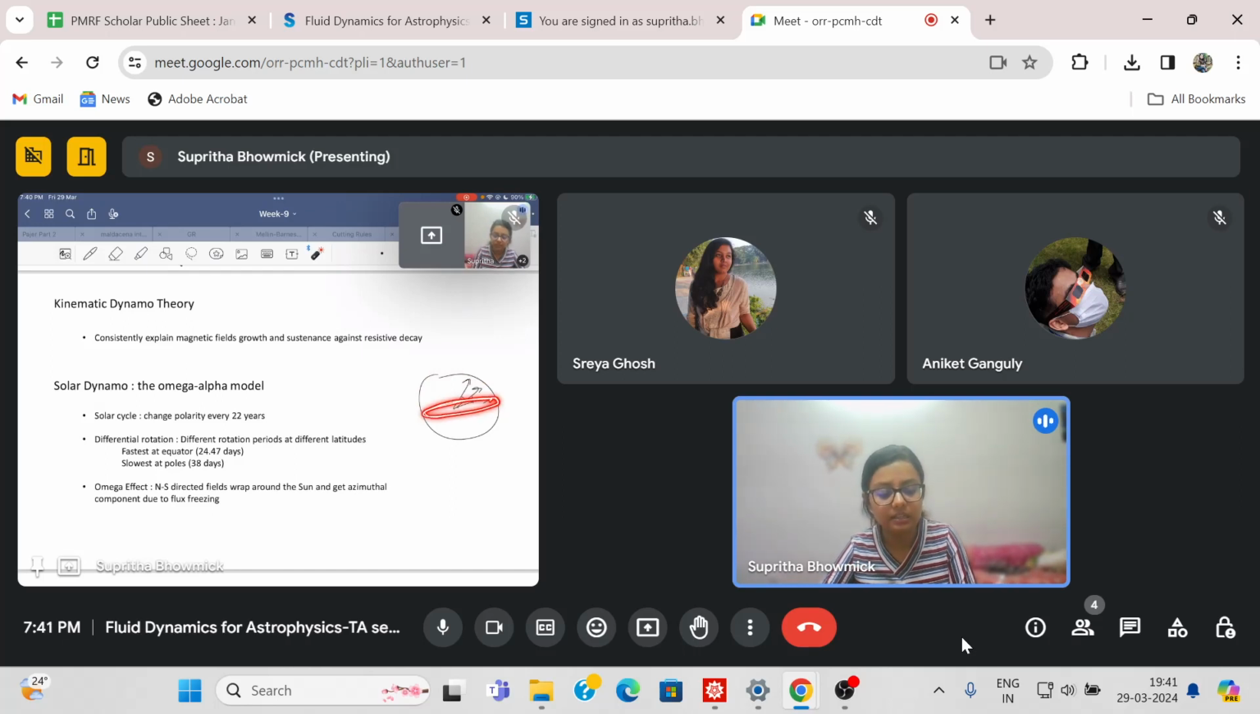It's fastest at the equator. It takes just 24 days to go around. Slowest at the poles. Okay. These numbers you can cross check. This was taken from Wikipedia, I think.